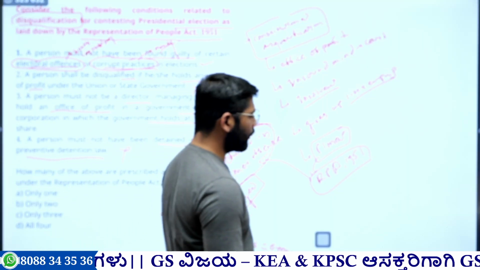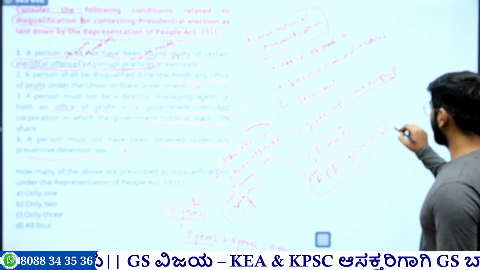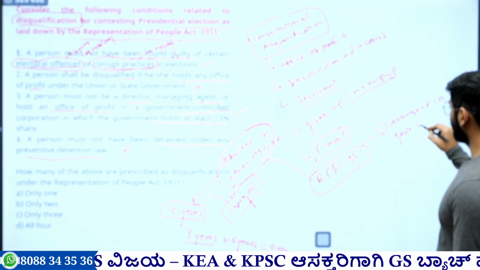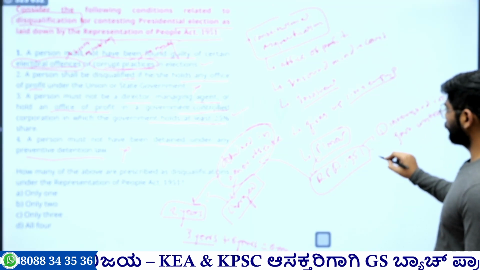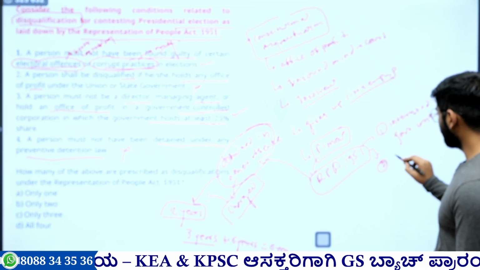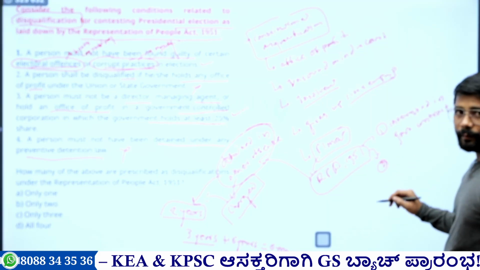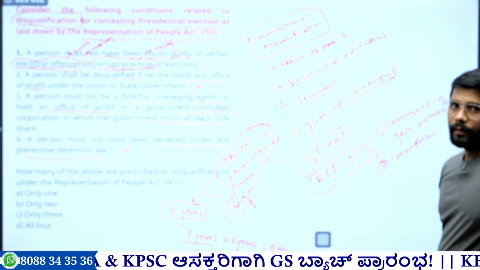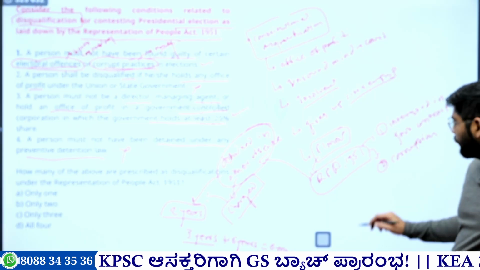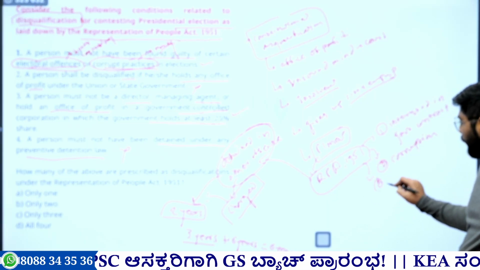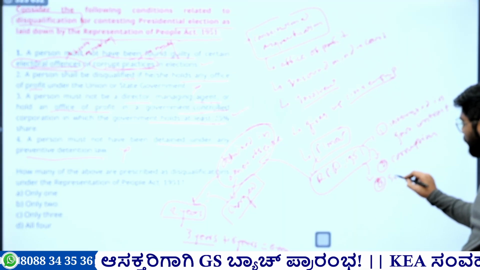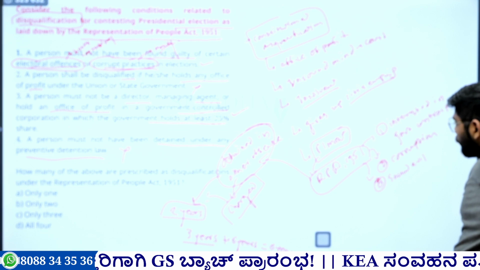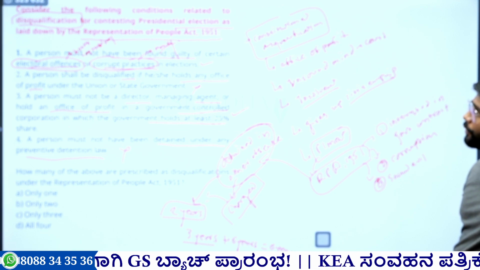Then apart from this, we all know, if the person is interested in a government contract, he also ceases to be a member of parliament. Then if the person is dismissed from public service on an offense of corruption, he will also be disqualified under the Representation of People's Act. Then again, if the person is promoting social evils like sati pratha or child marriage, then he will be disqualified to hold the office.